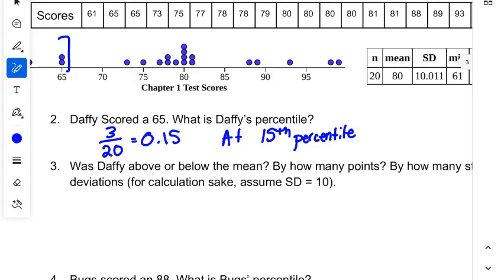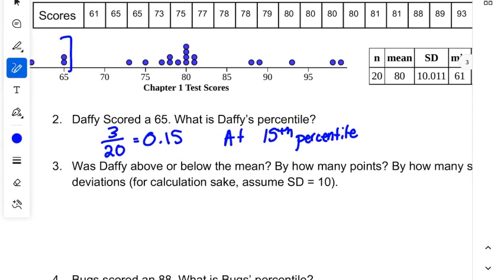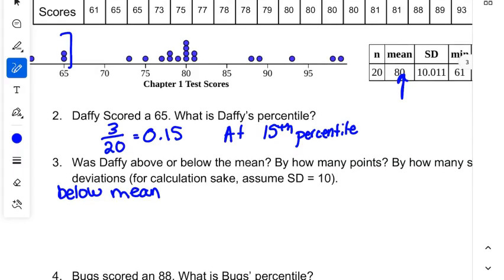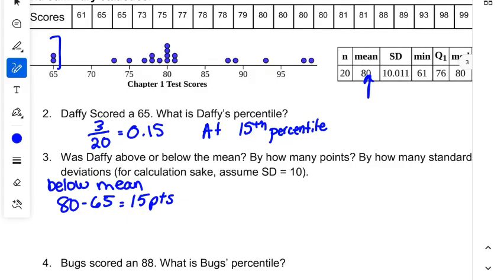And then was Daffy above or below the mean, and how many points? How many standard deviations? Was Daffy above or below the mean? Below. Right here is our mean, 80, so below the mean. By how many points? We just need to subtract them. 15 points. And then by how many standard deviations?